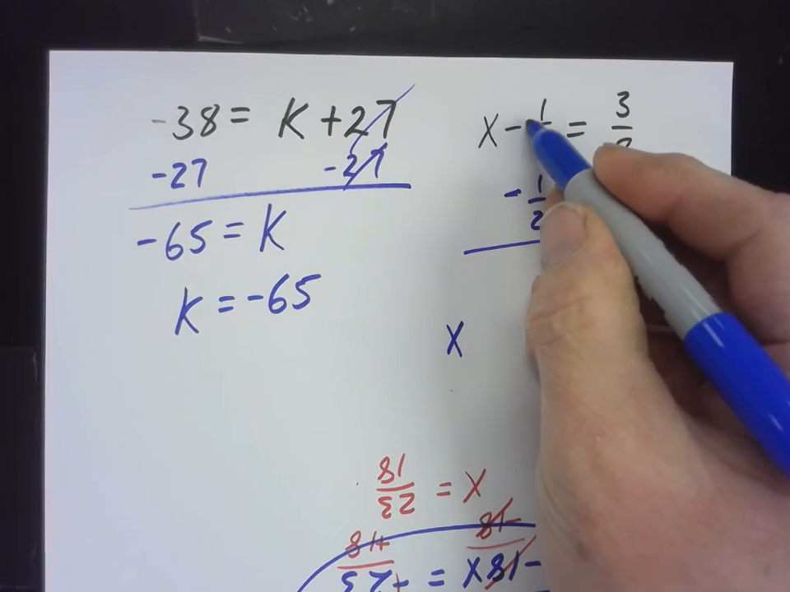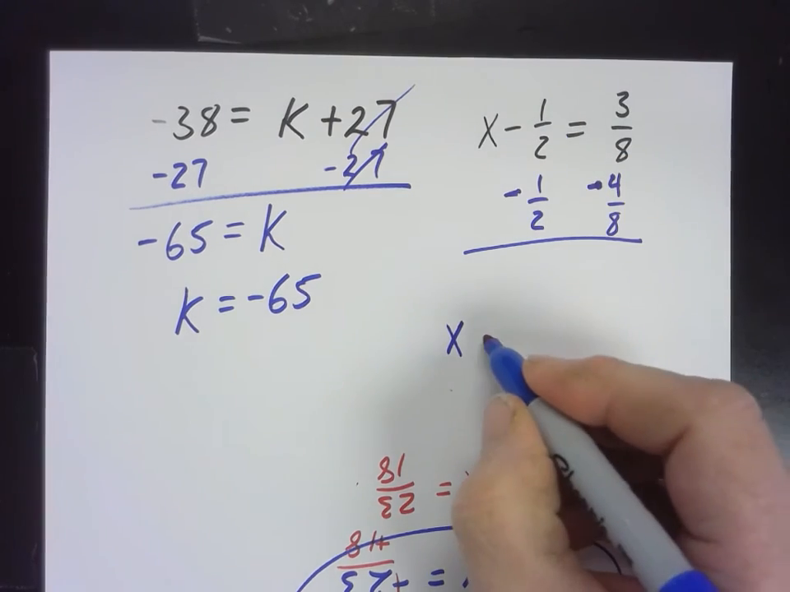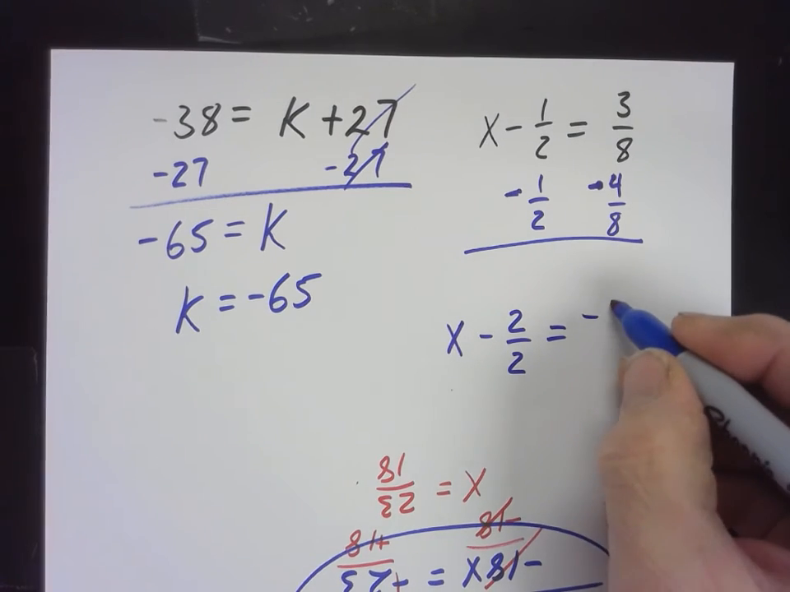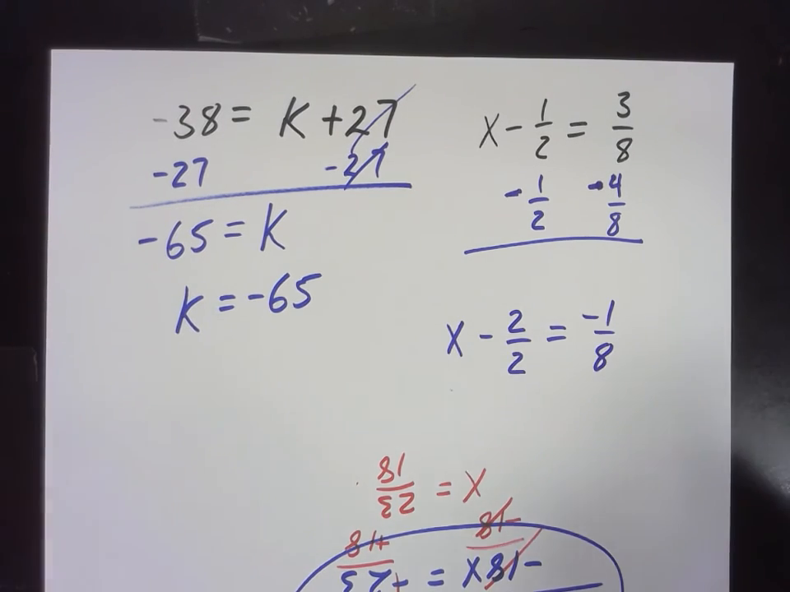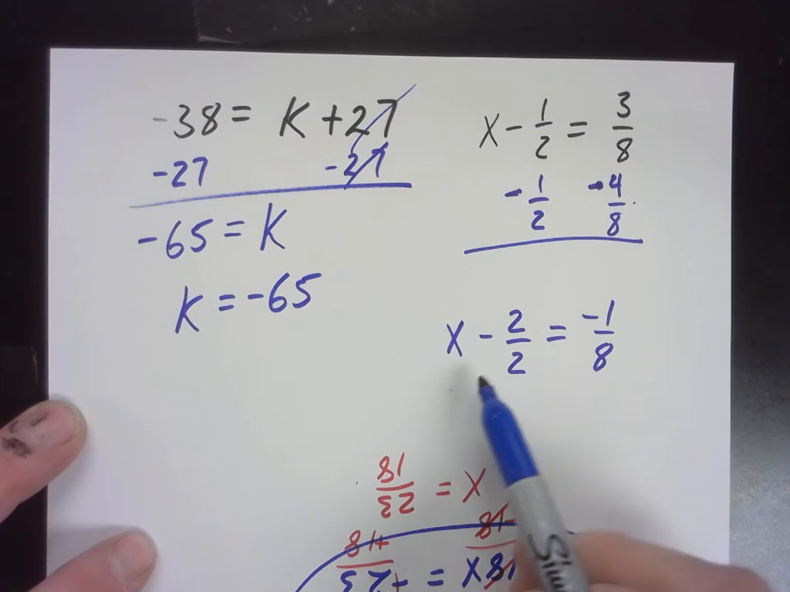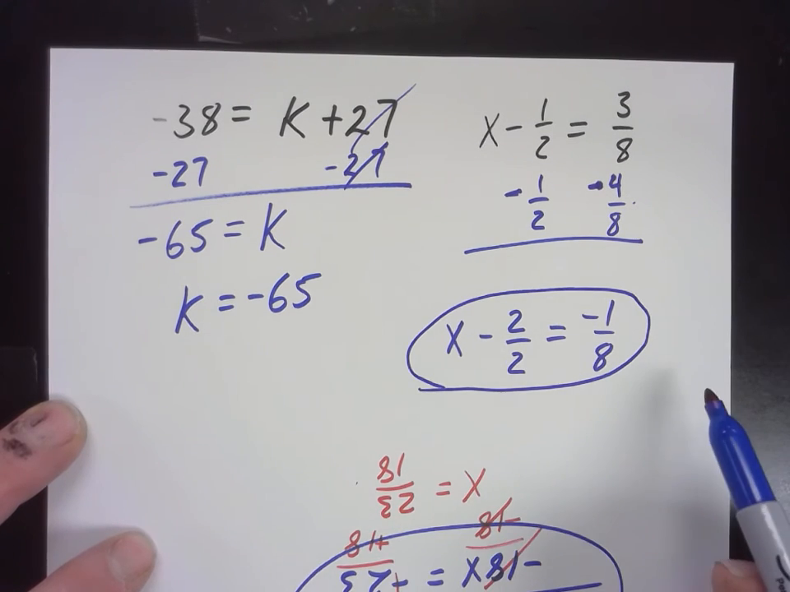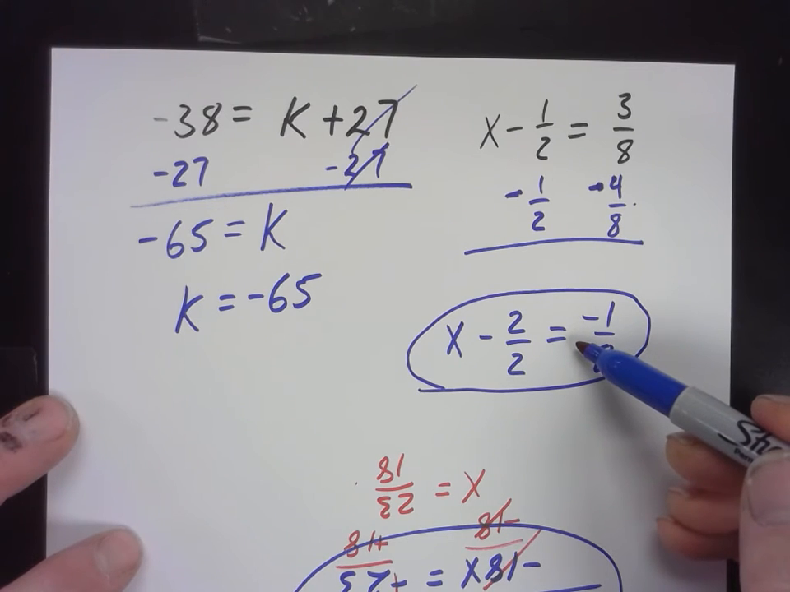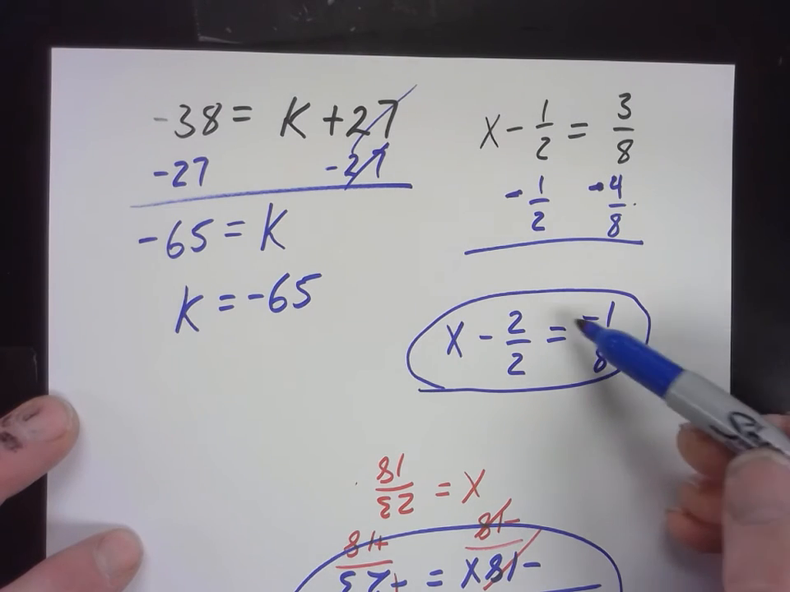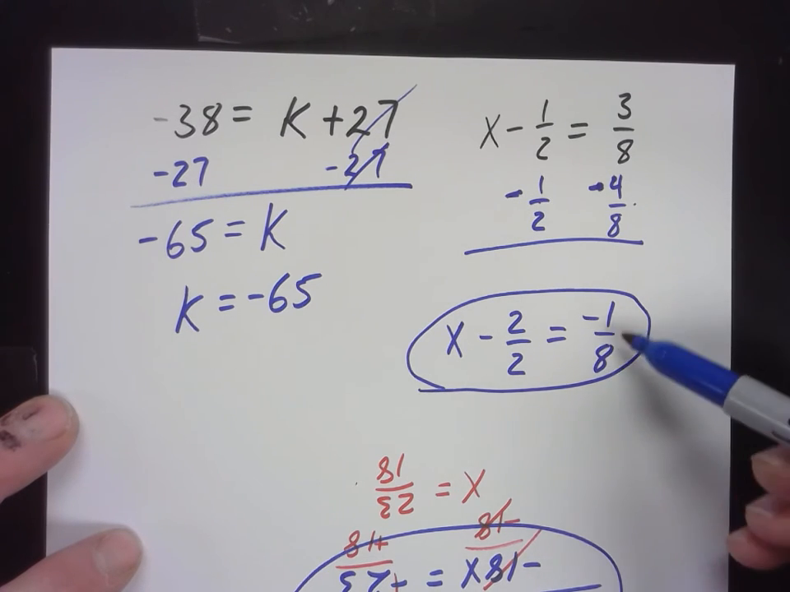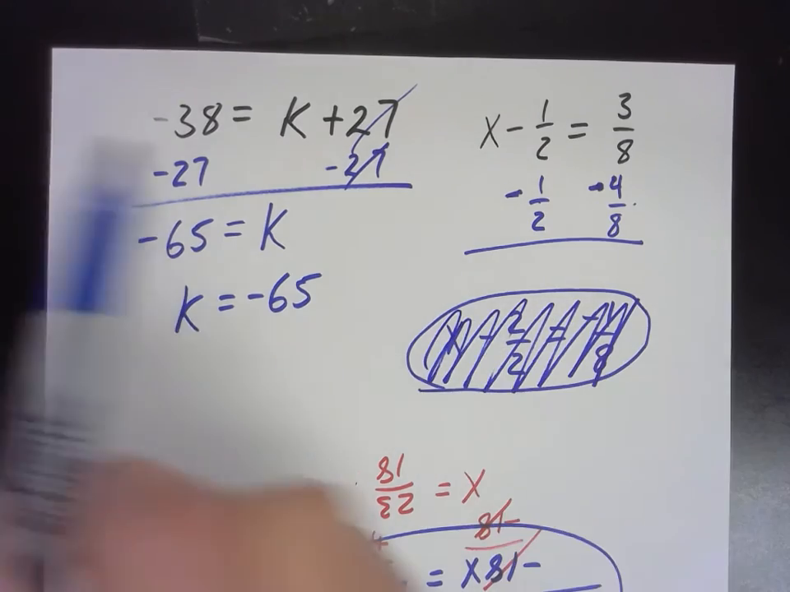This is negative 2/2. And this would be negative 1/8. And I just want to make something clear. We didn't break a rule here. We subtracted the same amount from both sides of the equal sign. This new equation down here is equivalent. It has the same solution. But can we see the solution? No. Was subtracting 1/2 from both sides helpful? No, it didn't help. We didn't break a rule, but it didn't help.